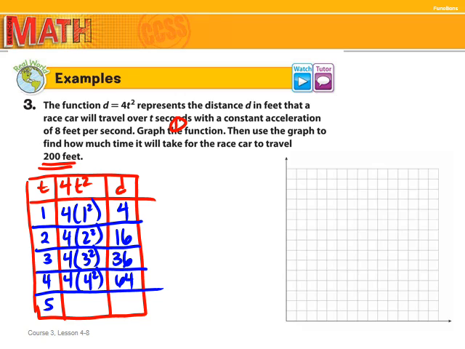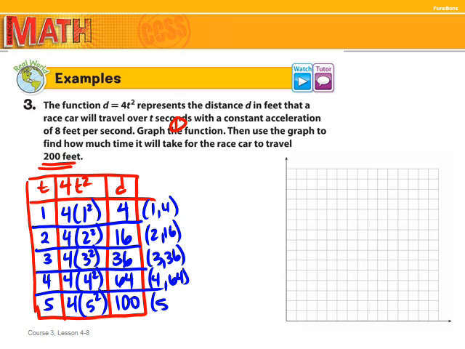That was a mistake. 4 times 5 squared. 5 squared is 25. 25 times 4, 100. So my ordered pairs: 1, 4, 2, 16, 3, 36. And again, I need these in order to graph. This would be the first part. It says to graph the function.